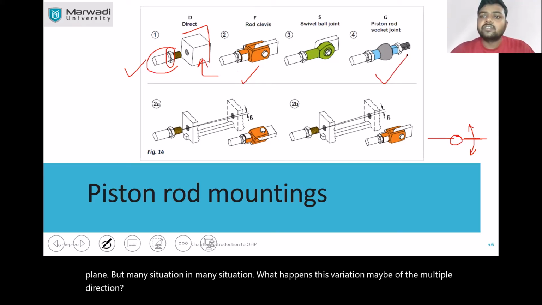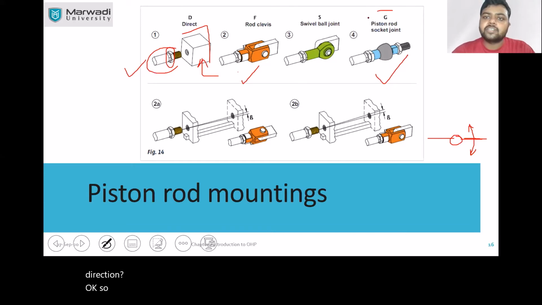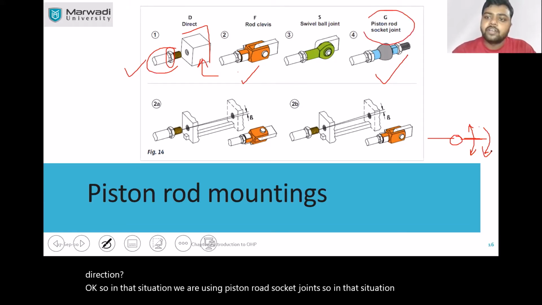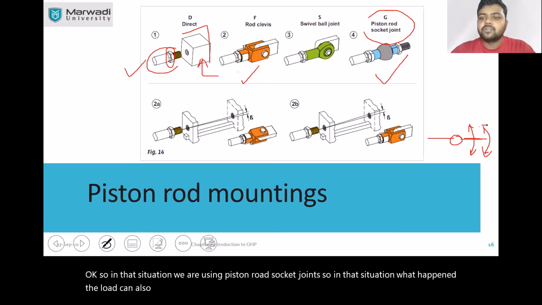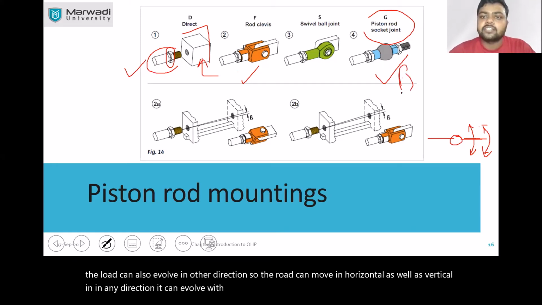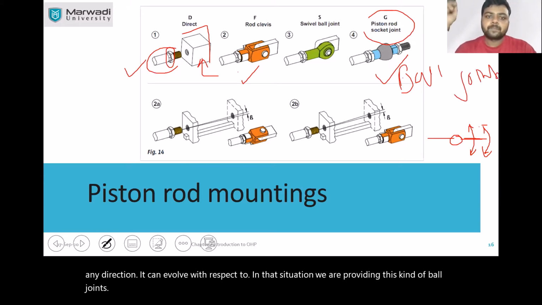So in that situation we are using a piston rod socket joint. The load can also evolve in other directions, so the rod can move horizontally as well as vertically, in any direction. It can evolve with respect to that. In that situation we are providing this kind of ball joint.